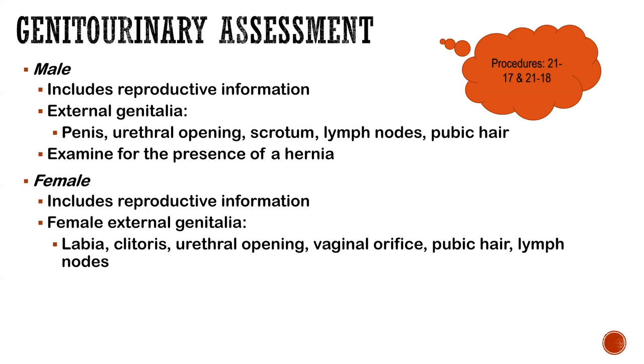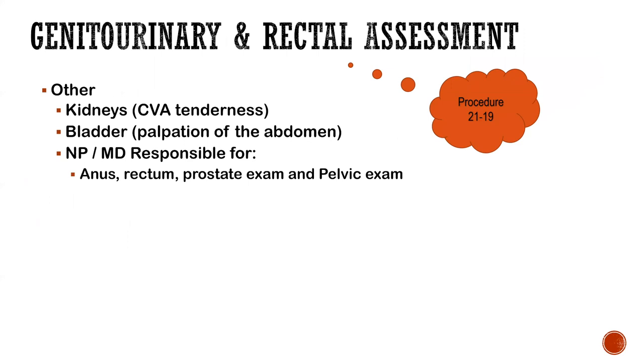And then female, it includes reproductive information too. When was your last period? When was your last pap smear, right? Then we look at the female external genitalia, all of these areas, and see, do they all look the way they should look? And then also, when we're talking about doing the actual genitourinary assessment, we're going to ask them, when was the last time that you went to the bathroom? When's the last time you peed? What color was it? Did it smell bad? Was it clear? Are you having any urgency or burning or frequency, right? We may want to talk to both males and females at this time about if they're sexually active, any abnormal discharge. We may want to talk to them about sexually transmitted diseases or testing that may be available.